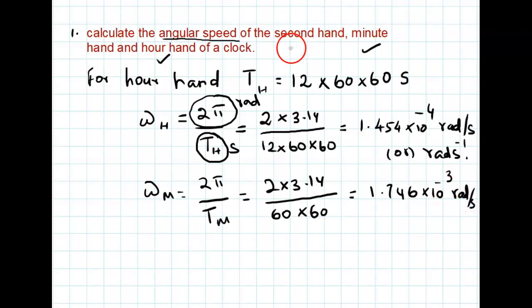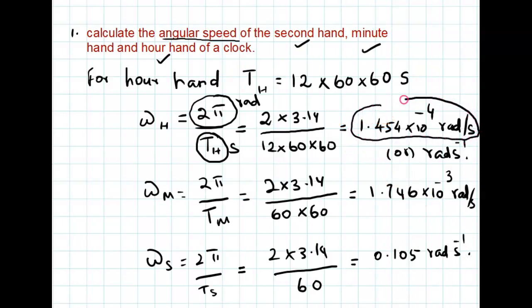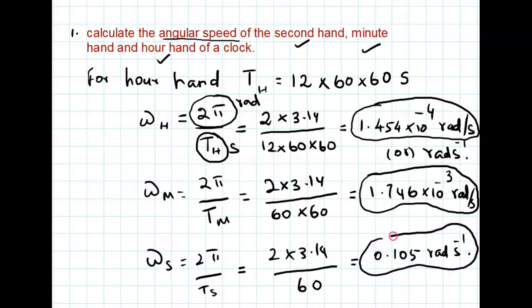Now we found it for the minutes, and the last is the second hand. The same 2 pi by time period, this is the time period for the second hand. So 2 times 3.14 divided by 60. This answer is 0.105 radian per second. So these values we are going to use for further calculations of the angular speed of hour, minute and second. These three values are important.